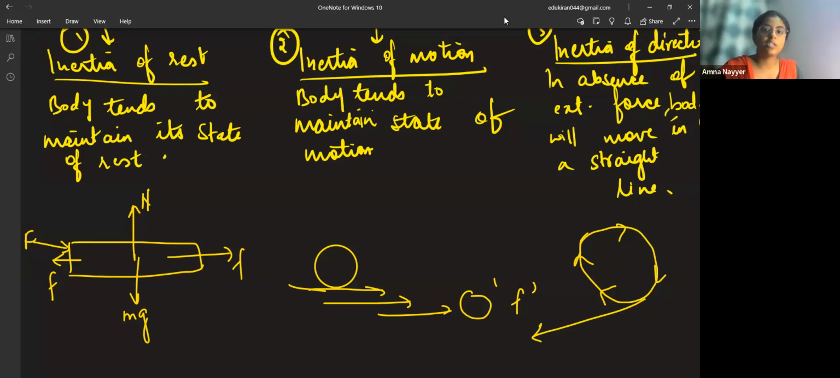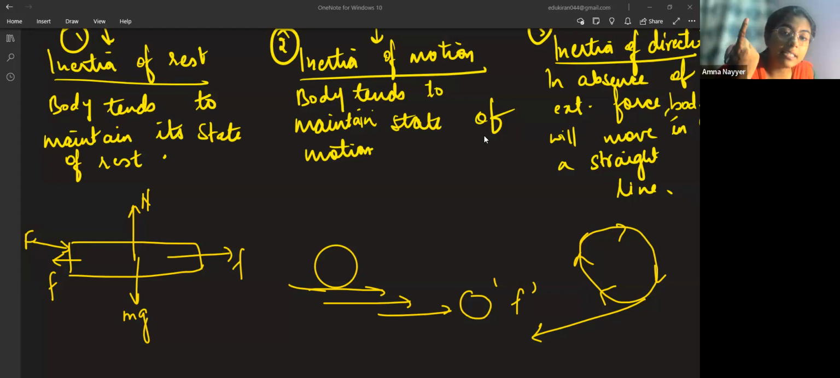What has happened over here? The direction has changed. The direction which was maintained originally by the body, because no external force was there, changed when a particular external force occurred. But before the application of the external force, the body was maintaining its state of inertia. That is its inertia of direction.